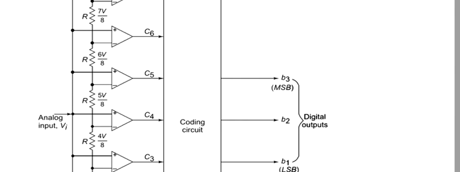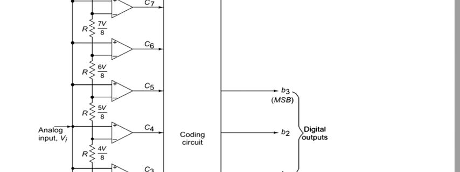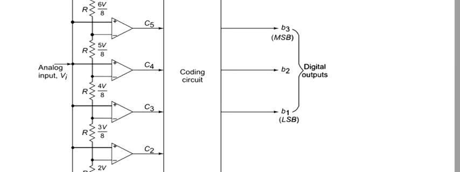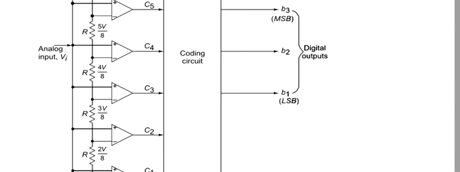Here we compare different combinations. For comparator 1, the first comparison is 0 less than Vi less than V by 8. Second is V by 8 less than Vi less than 2V by 8. Then third, take between 2V by 8 and 3V by 8. Next is the combination between 3 and 4, and so on, there will be different combinations. That is the block diagram of a 3-bit ADC.